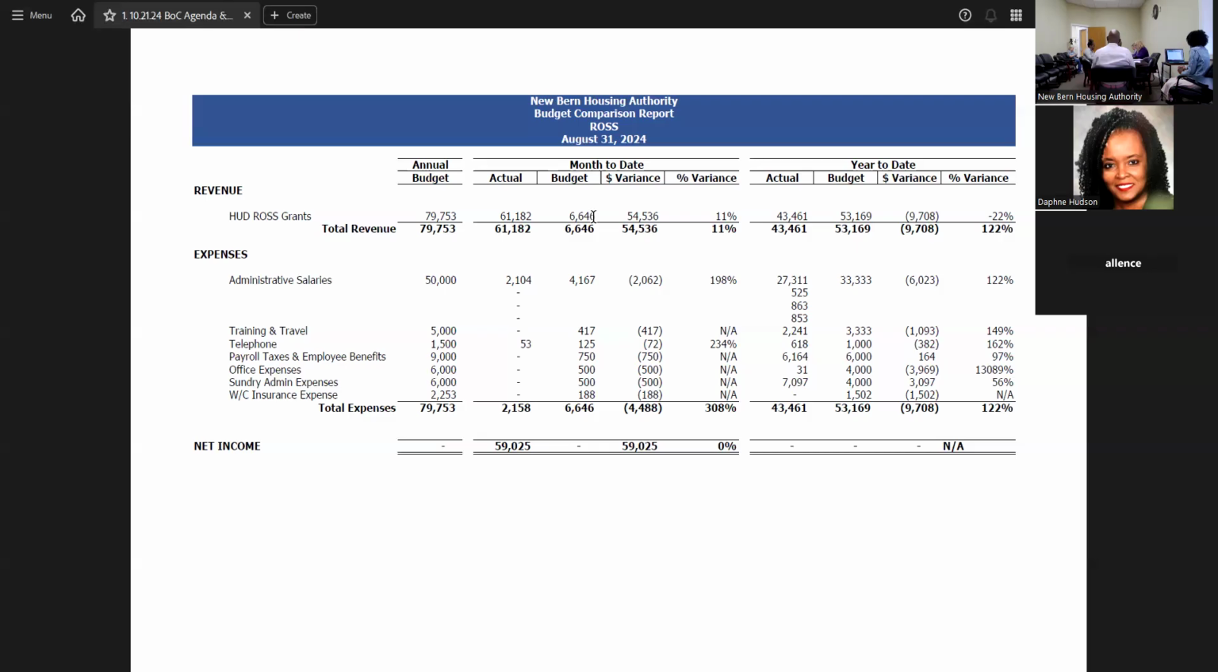Okay, are we talking about the Ross grant? Yes. Okay, well, what I'm confused about is, you're saying the total revenue was 61,182. And I understand you've got a budget monthly amount, I understand the variance, but then when you go to year to date, the actual is 43,461.